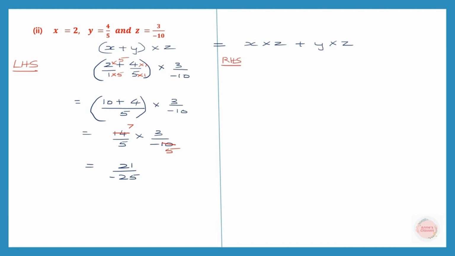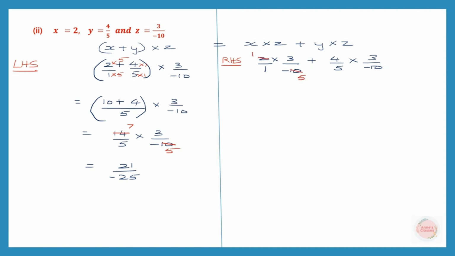So x into z. So how much is x? X is 2 into z. Z is 3 by minus 10, plus y. How much is y? 4 by 5 into z, which is 3 by minus 10. Now here 2 by 1. Okay. Now 2 by 1 into 3 by minus 10. We can cancel 2 and minus 10. That is 2 and 10. 2 1s are 2. 2 5s are 10.